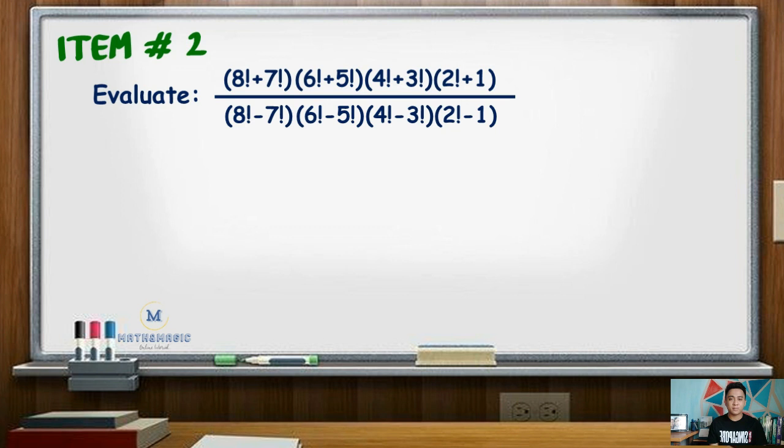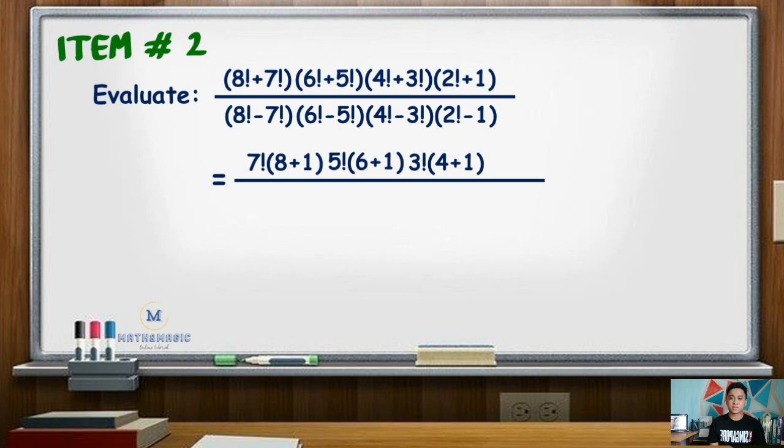For this problem, we can simply use factoring. 8 factorial plus 7 factorial has a common factor of 7 factorial. Extracting that value, we'll now have 7 factorial times quantity 8 plus 1. Doing the same on the rest of the factors, we'll have 5 factorial times 6 plus 1, 3 factorial times 4 plus 1 times 3. 2 factorial plus 1 is 2 plus 1, so that gives a value of 3.